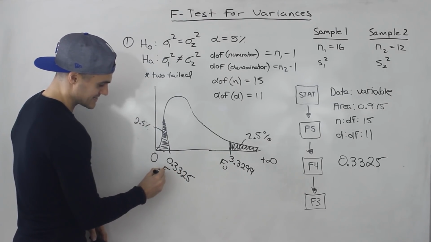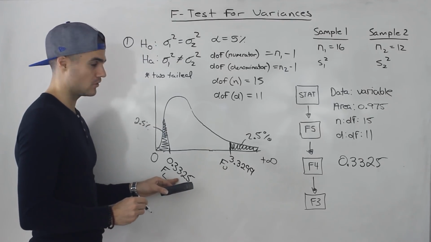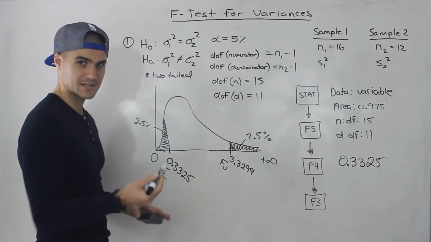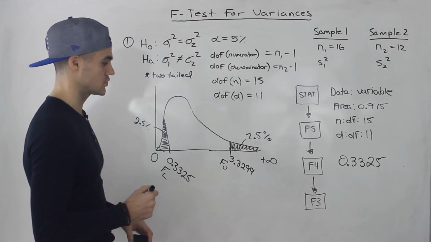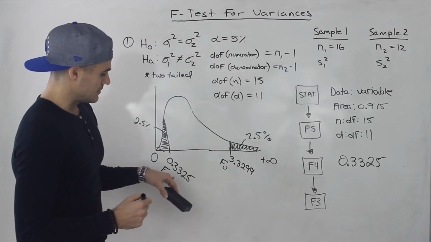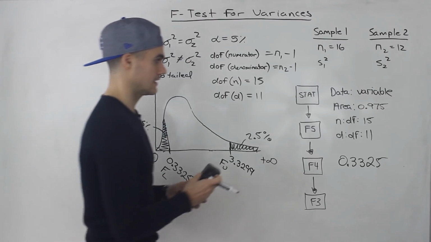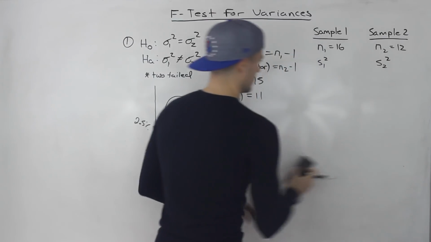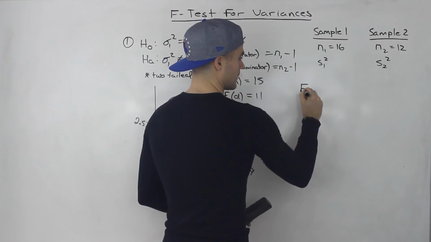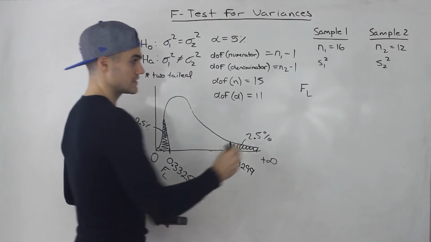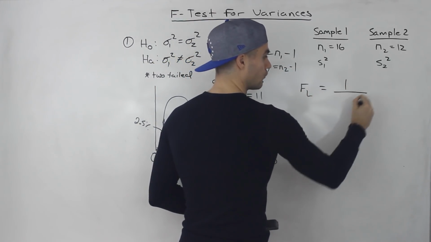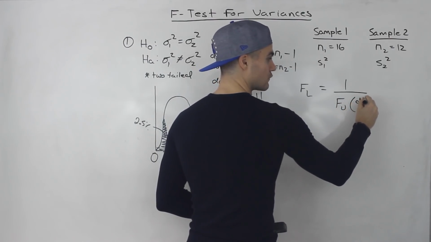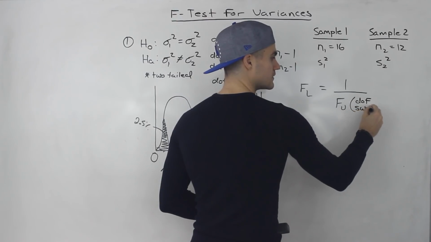Now, getting this lower critical value with the table, it's a little bit more weird. It's more complex. I'm still going to go over it because your prof may mention it. Basically, to get this, let me erase this here. Here's how I like to think about it. To get that lower critical value, it's basically going to be 1 over the upper critical value when the degrees of freedom are swapped.